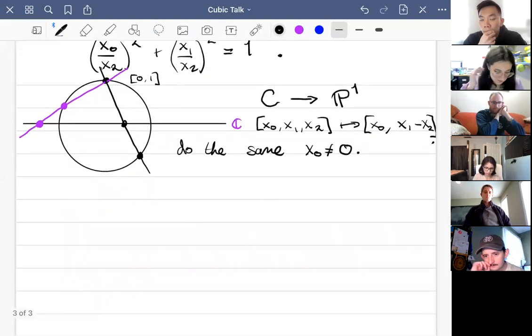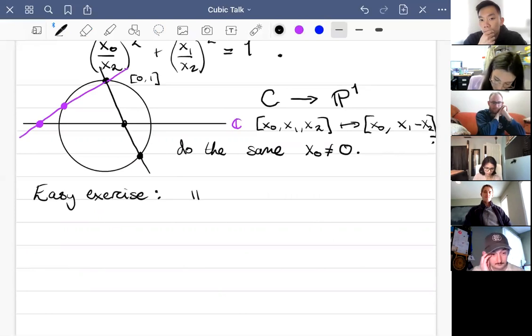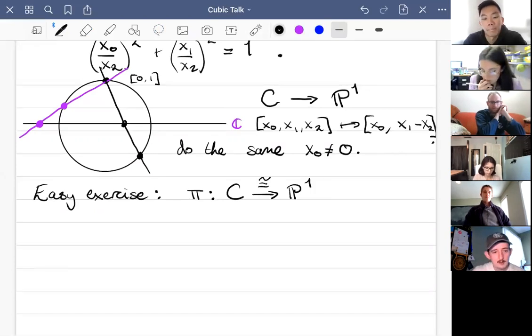So it's an easy exercise, I guess. Easy exercise to check that you can glue these maps to get an isomorphism from this conic that was sitting inside of P2 with P1. Okay.